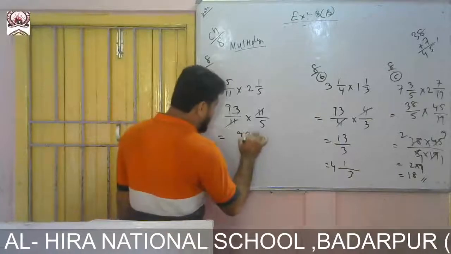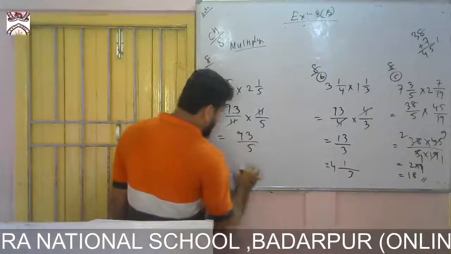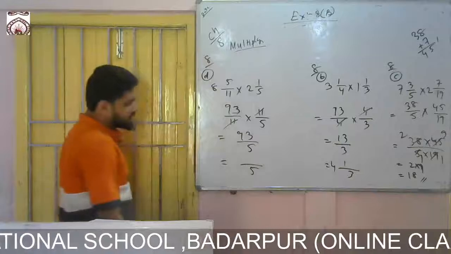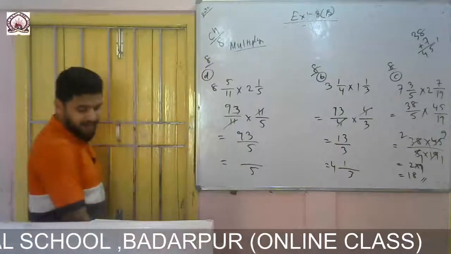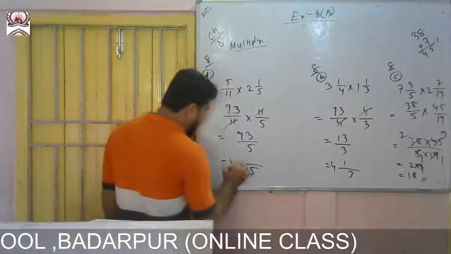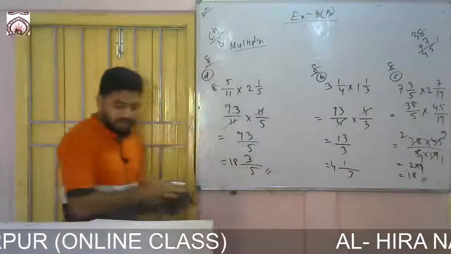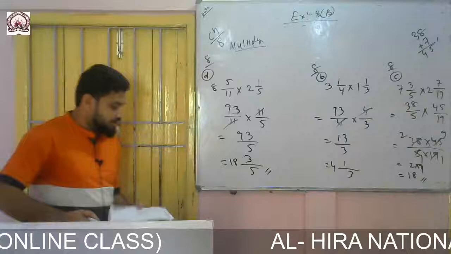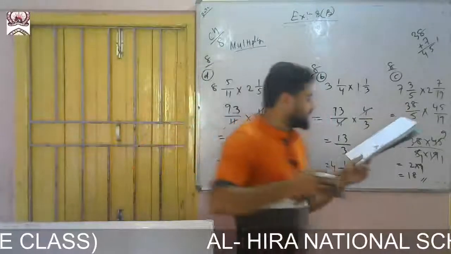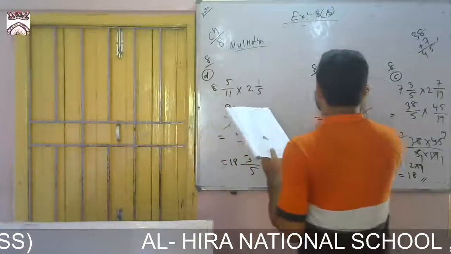So what? 93 by 5. Now if you divide with 5, then 5 18 are what? 90, remain 3. 93. Okay. So if you divide, you will get the answer as like earlier. Okay.